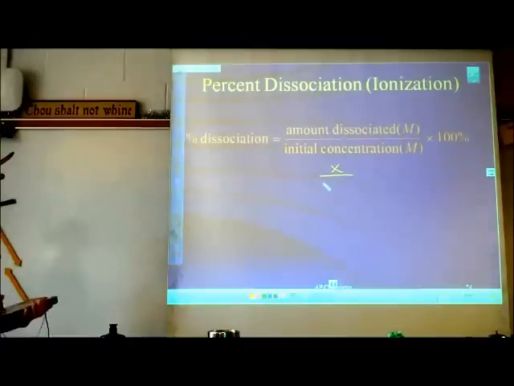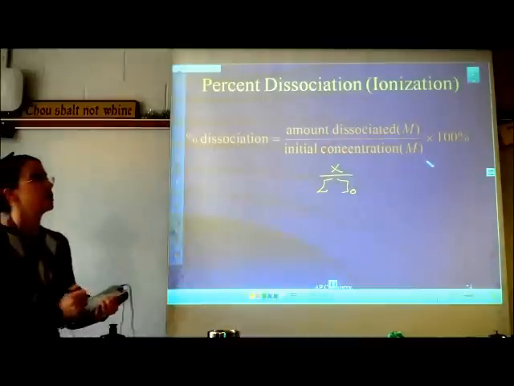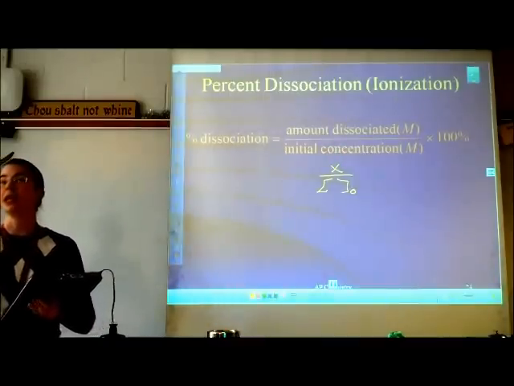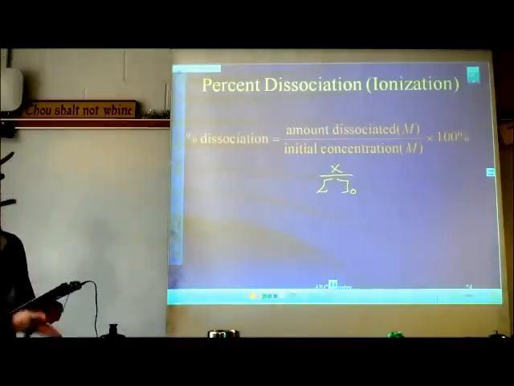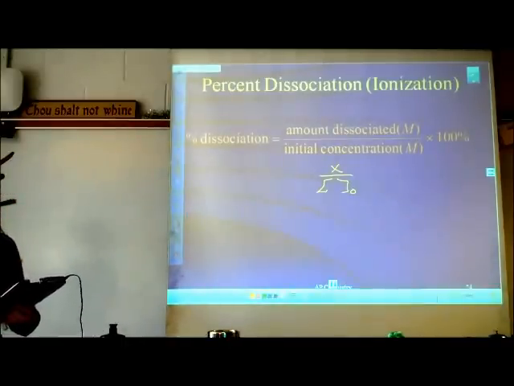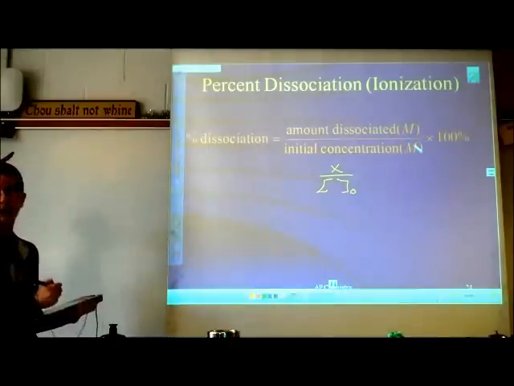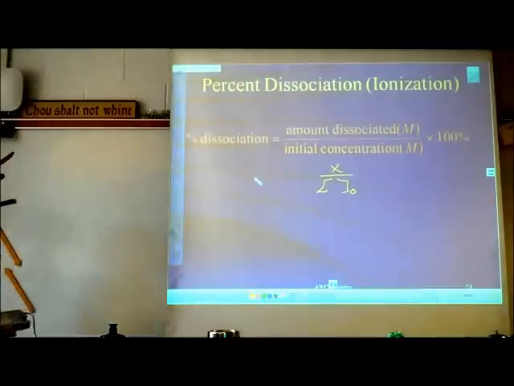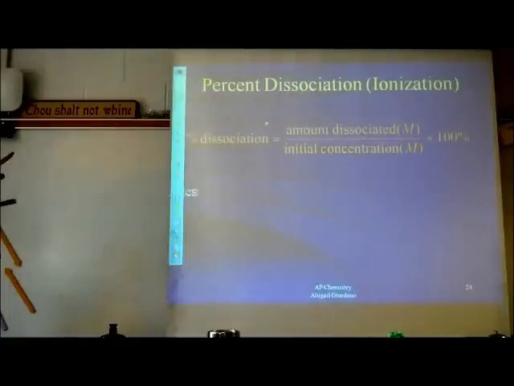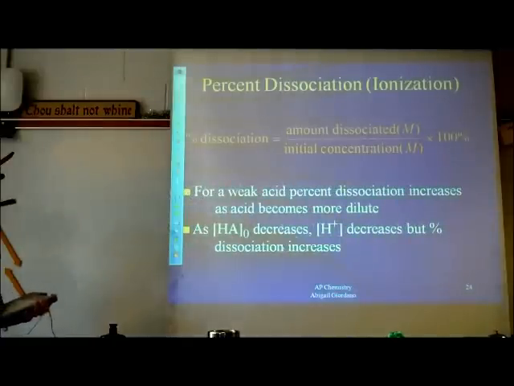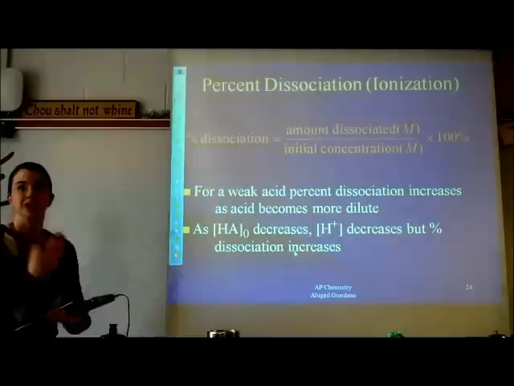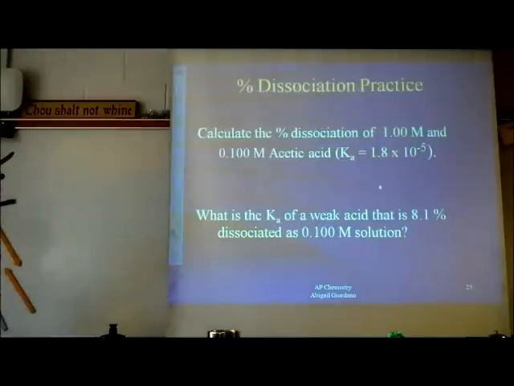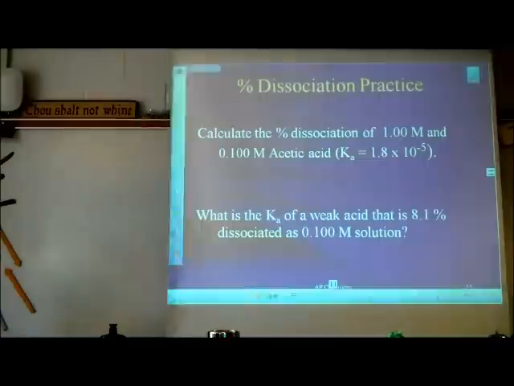And what's in the denominator is exactly what it sounds like. It's the concentration that you were given at the very beginning of the problem. Go back and look at all the problems we've done so far, you're always given some initial molarity. Divide these, multiply times 100, that gives you a percent dissociation, or percent ionization. Now, I don't want to talk about these two statements until we have done a practice problem with this. So, we're going to do that.